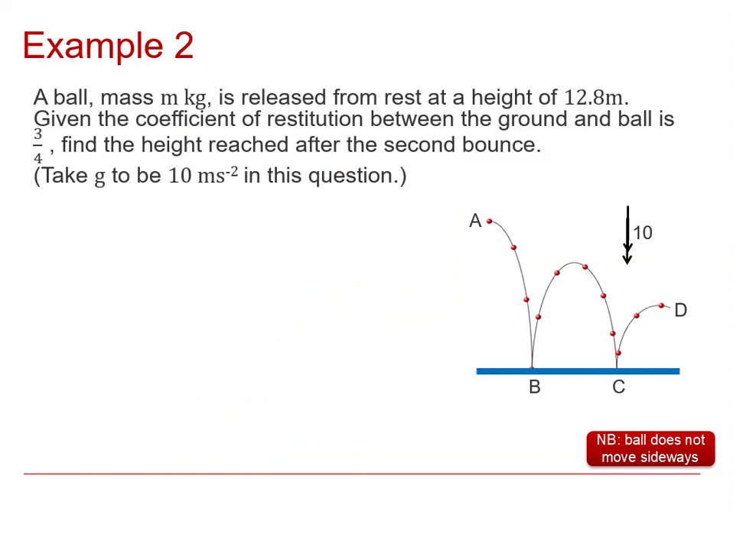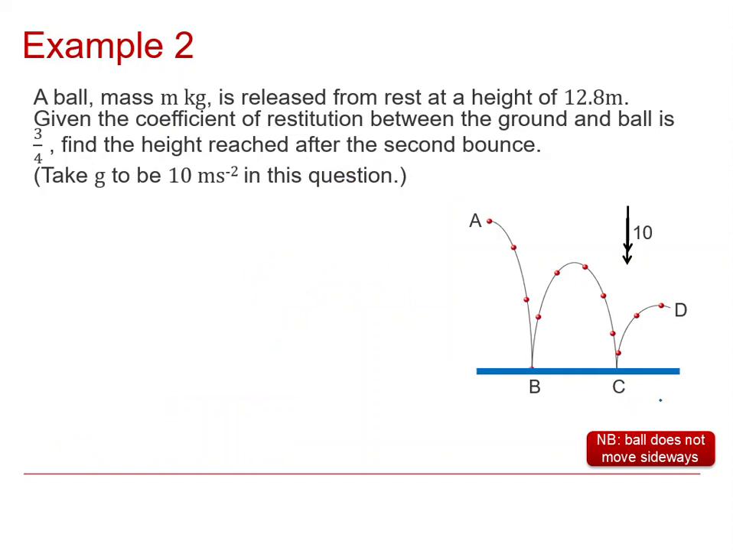Now let's look at a more complex situation, but much more typical of the kind of thing that occurs of interest. A ball of mass m kilograms is released from a height, and you're given the coefficient of restitution between the ground and the ball, and asked to find the height after the second bounce. So we've got two collisions here. It's a more complicated problem.